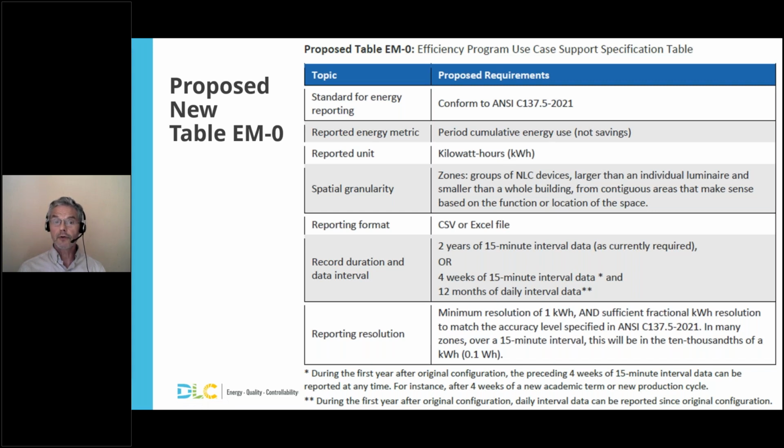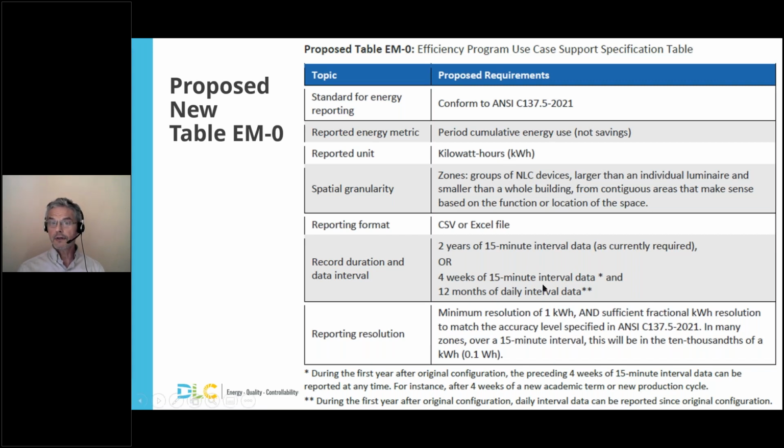So in terms of spatial granularity, the proposal was for a group of luminaires larger than one individual luminaire, but smaller than a whole building. And so again, there will be further discussion on exactly how to define this, probably in terms of physical space, so there are no overlapping zones where one luminaire might appear in multiple zones. The reporting format would be either CSV or Excel file.